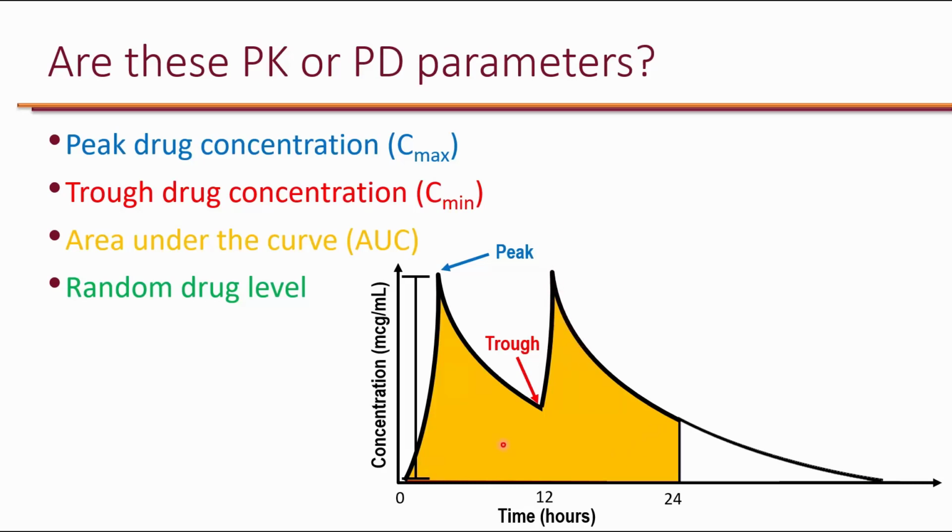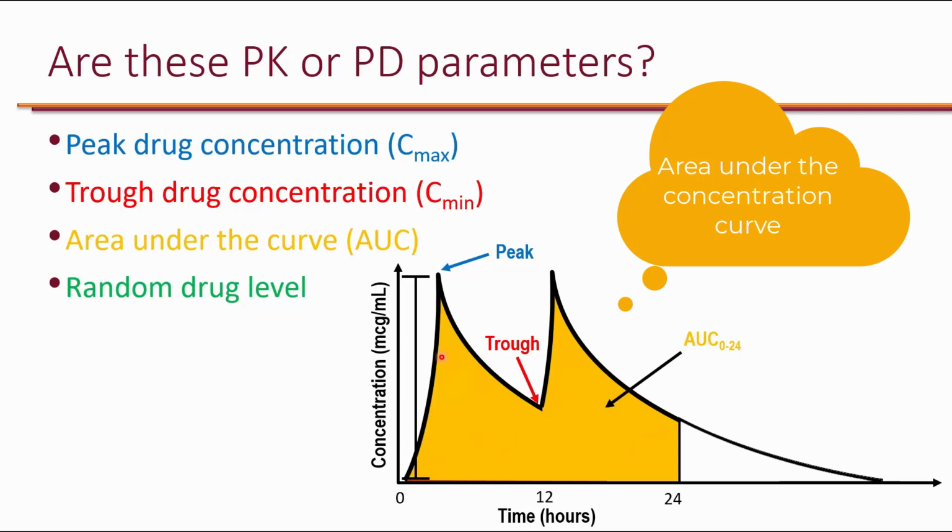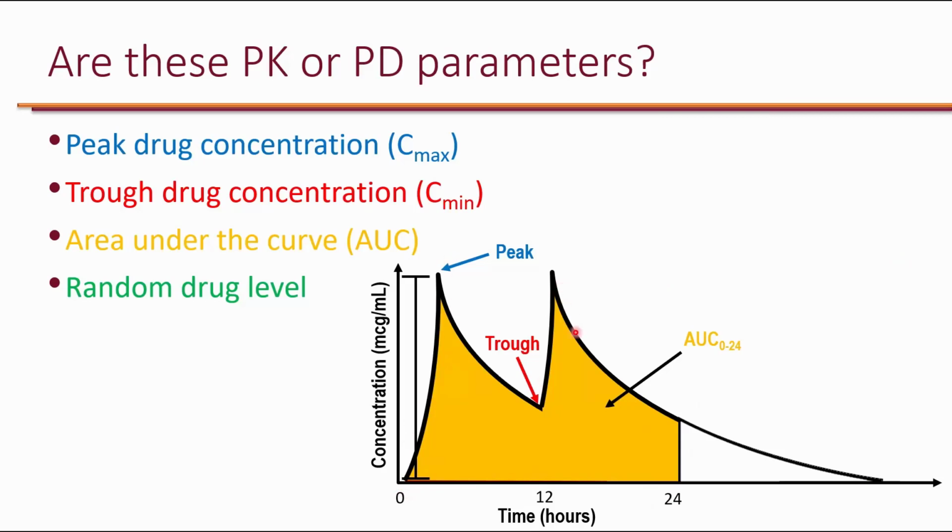There's also the concept of area under the curve, which is all the shaded area here, for a 24-hour period. So it doesn't matter how frequently you give the dose, the AUC is often from time 0 to 24 hours. So if this drug was given once a day, you would only have one of these over 24 hours. Also, if this drug was given every 8 hours, then you would have 3 of these peaks. But regardless, AUC is the area under the curve for a 24-hour period. And of course, you could get the level at any time between peak and trough, and that would be considered a random level.